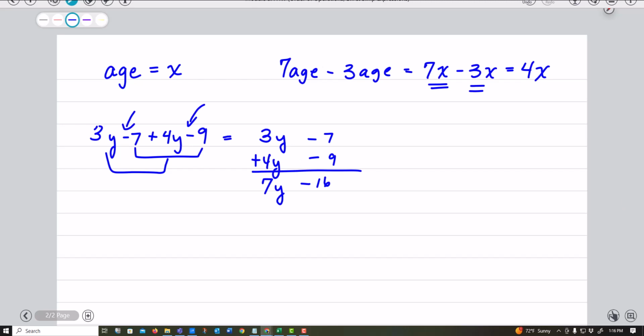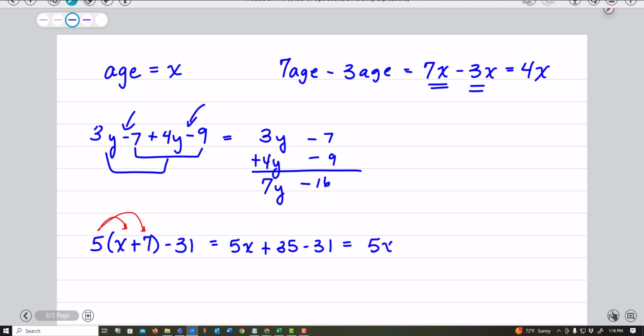And that's, let me get through something where they're distributing. So 5 times x plus 7 minus 31. Notice that there's nothing I can really do in parentheses because those aren't like terms. But outside the parentheses, I can distribute this 5 to everything inside the parentheses. So that's 5 times x, which is 5x. And then 5 times 7, which is 35, and I have that minus 31. So now I can simply say 35 minus 31, and I can get my final answer of 5x plus 4.